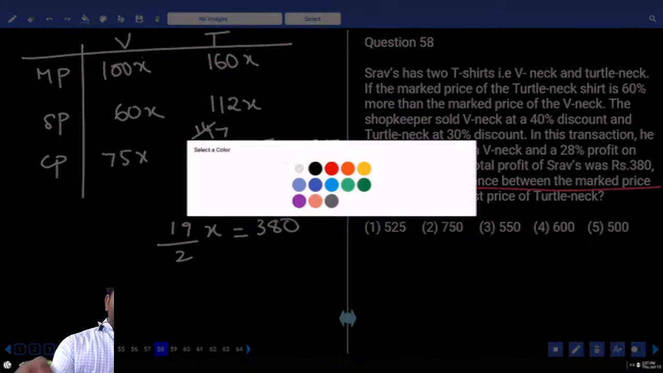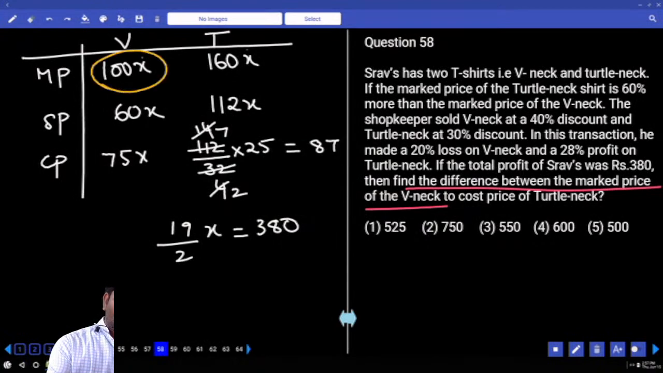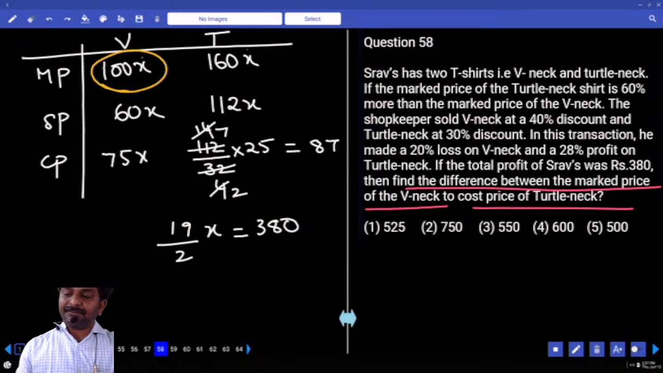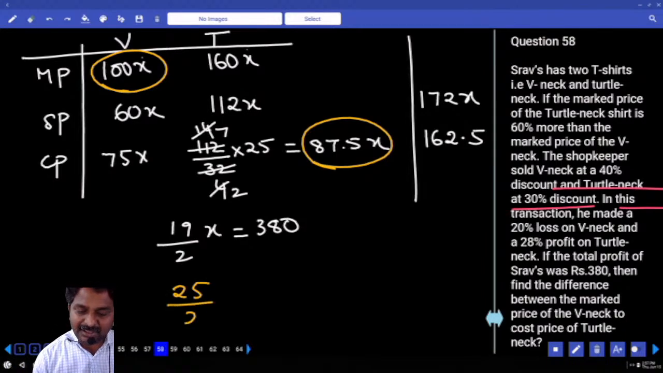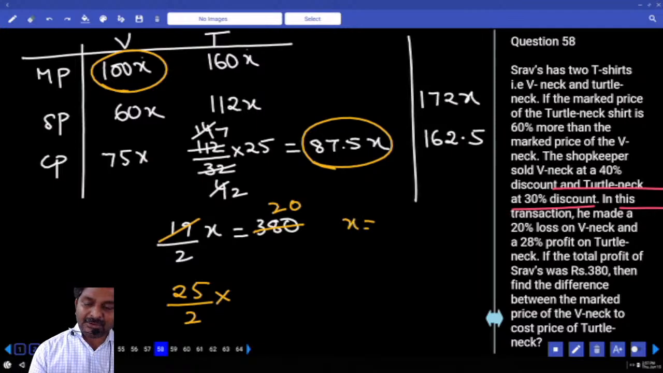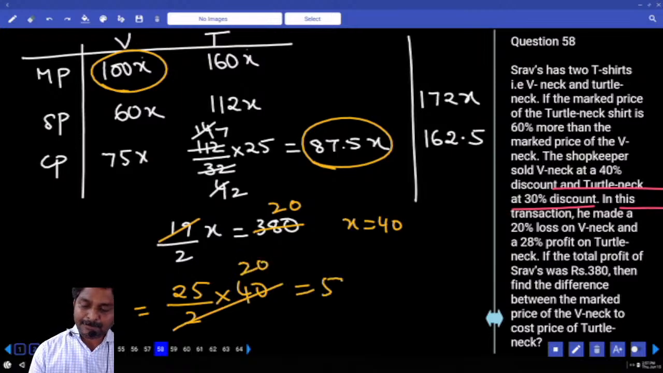What is market price of V-neck? And then cost price of turtleneck. Difference. 12.5x. Difference 12.5x in the sense, can I write it as 25 by 2 into x value? 19, 20 times. Then x is equal to 40. I'll write 40, 2, 20 times. Answer 500.